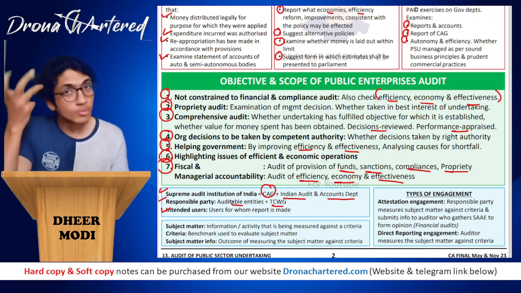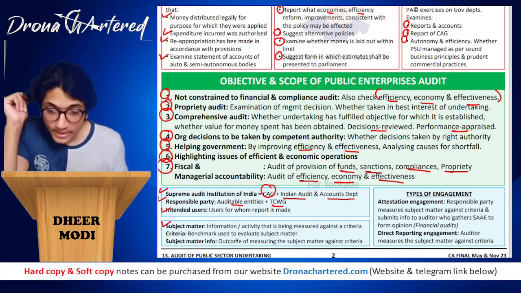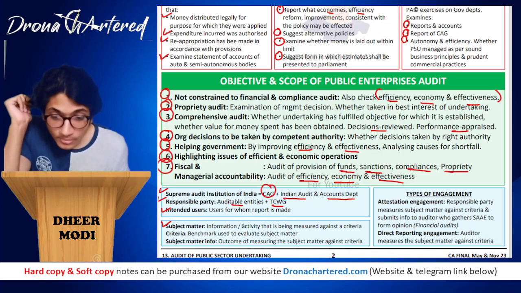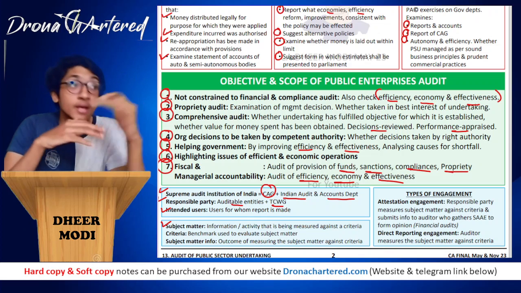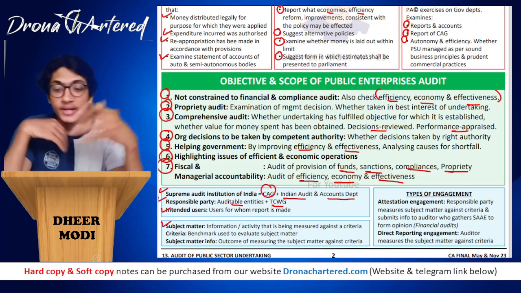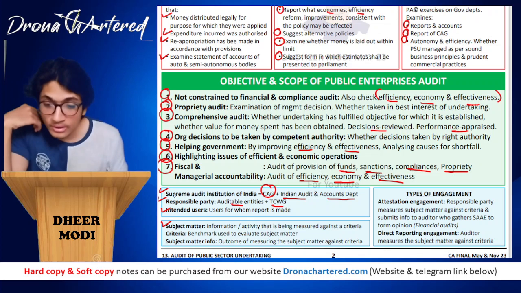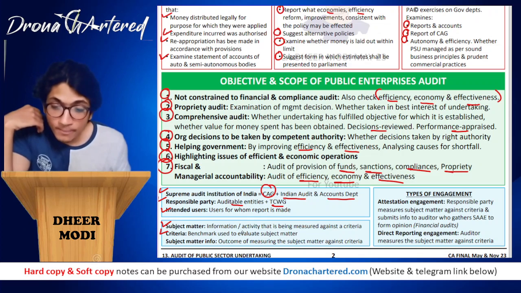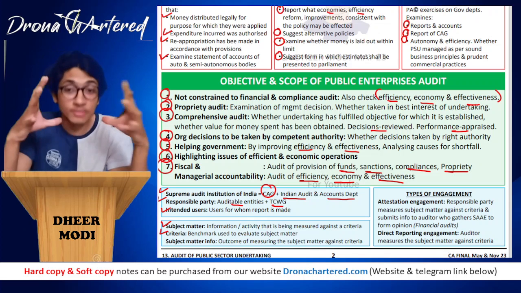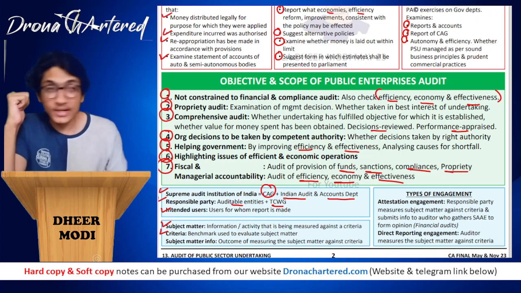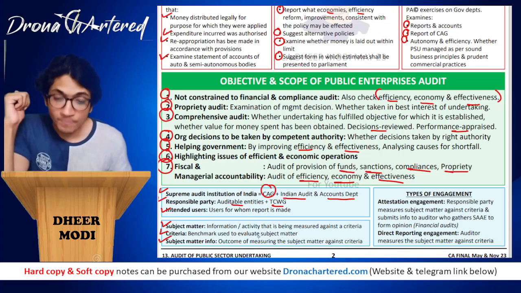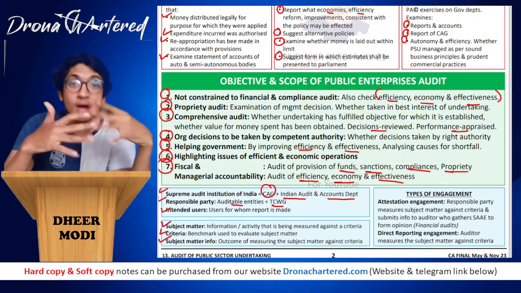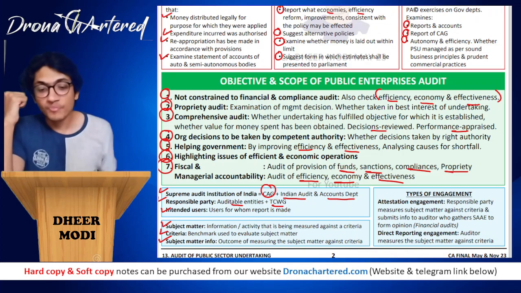Intended users is users for whom the report is made. Subject matter: information or activity that is being measured against the criteria. So whatever activity you are checking against some standard benchmark, against some certain criteria, that is your subject matter. Next is your criteria, that is the benchmark used to evaluate the subject matter. That means the benchmark that you are using, the standard that you are using, that is your criteria. And last is subject matter information: outcome of measuring the subject matter against criteria. So this is your outcome. That means after comparing, what is the outcome.